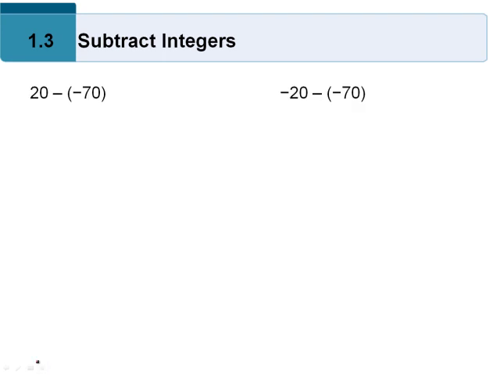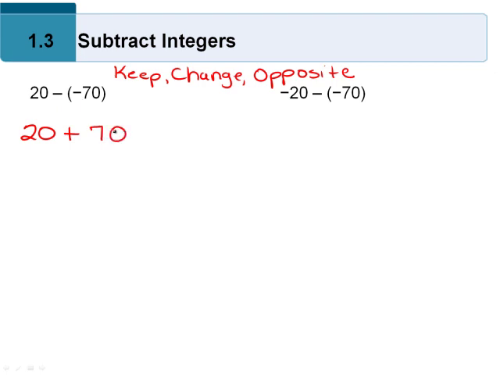All right, here, the next one, we have 20 minus a negative 70. Anytime we're subtracting a negative number, that's really why we have these sign rules, because that's just impossible to do. But they're actually a little bit easier to change than the ones on the previous slide. So here's our phrase again: keep, change, opposite. I want you to remember that. We're going to keep the 20, change the subtraction to addition, and the opposite of negative 70 is going to become positive 70. Now it's just a plain old addition problem. 20 plus 70 gives you 90.